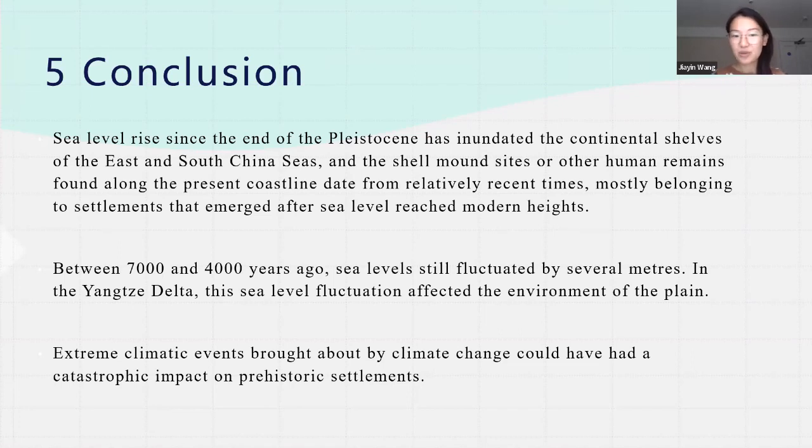This sea level fluctuation affected the environment of the plain, which further affected the settlement choosing strategy of the ancient people. They needed to find suitable locations for their settlements. And finally, extreme climate events caused by sea level changes and climate changes brought some catastrophic impact on prehistoric settlements.